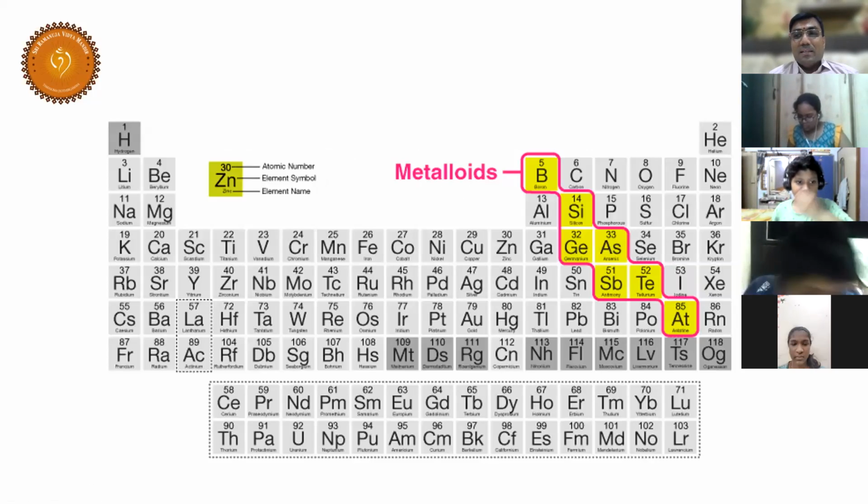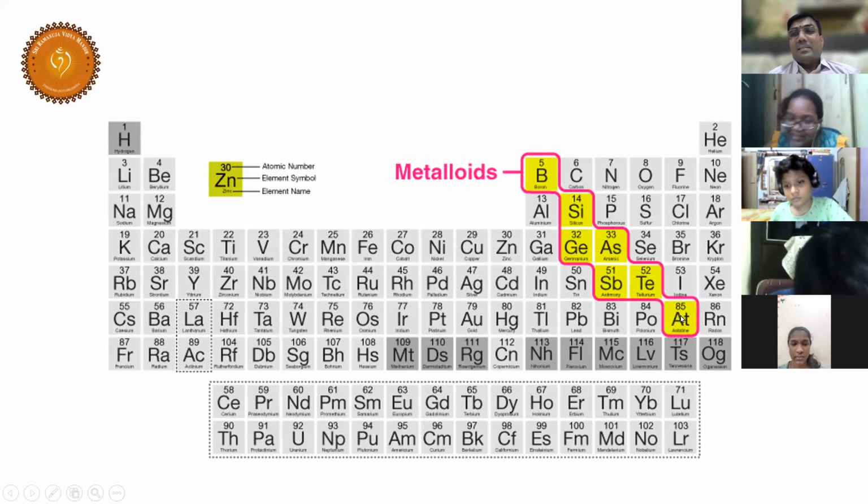Sandeep, focus here. You can see these are metals, these are non-metals, and in between there are metalloids. What are the metalloids? Boron. Somebody can read this out? Ritvika, read it out. Boron, sir. Next: silicon, germanium, arsenic, antimony, tellurium, astatine. Yeah, good. Next, let us move on.